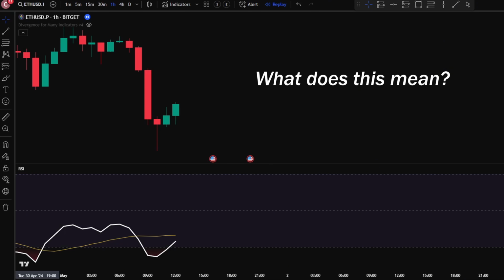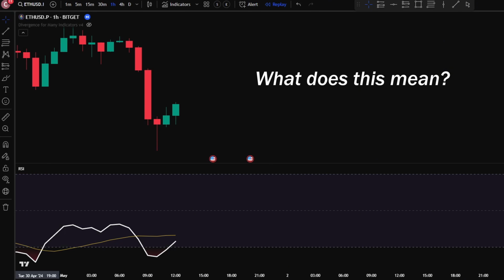Now that we understand what a divergence is, let's take a closer look at how we can use it in trading. When we see a bullish divergence, where the market makes lower lows but the RSI forms higher lows, it suggests that the selling pressure is decreasing. This means we could be looking at a potential trend reversal to the upside. However, we don't just enter a trade blindly. We need confirmation. So what do we do next?